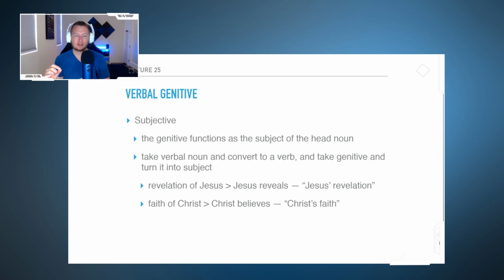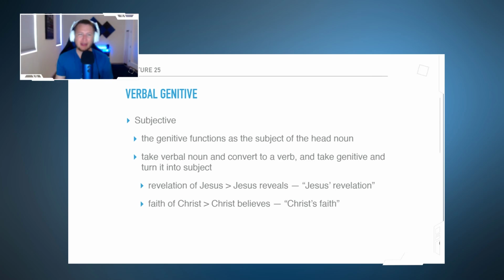Look at the next example, faith of Christ. Faith is the same word for trust or belief in Greek. So, turn it into a verb, believes. Of Christ, turn that into the subject, Christ believes. So your translation ends up being Christ's faith. Or you could even say Christ's trust or Christ's belief. It's not possession. It's a verbal genitive showing the subjective genitive, okay?